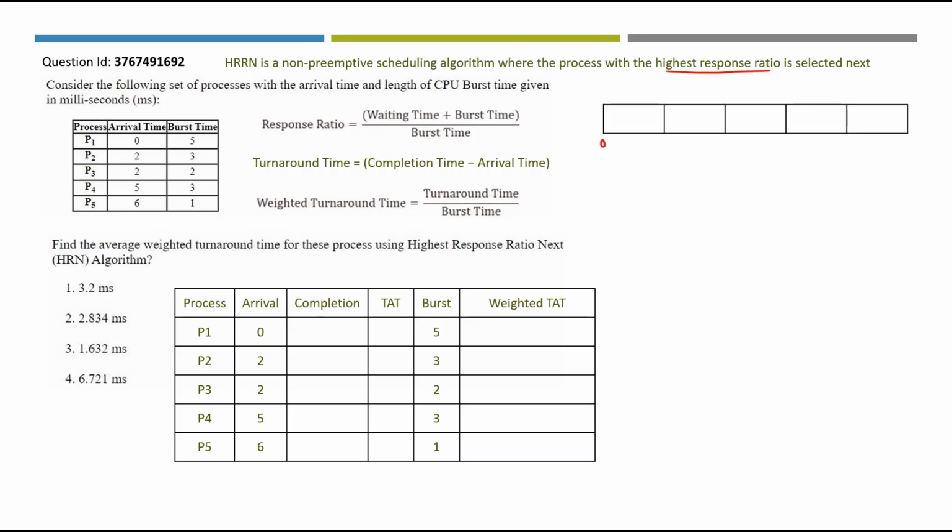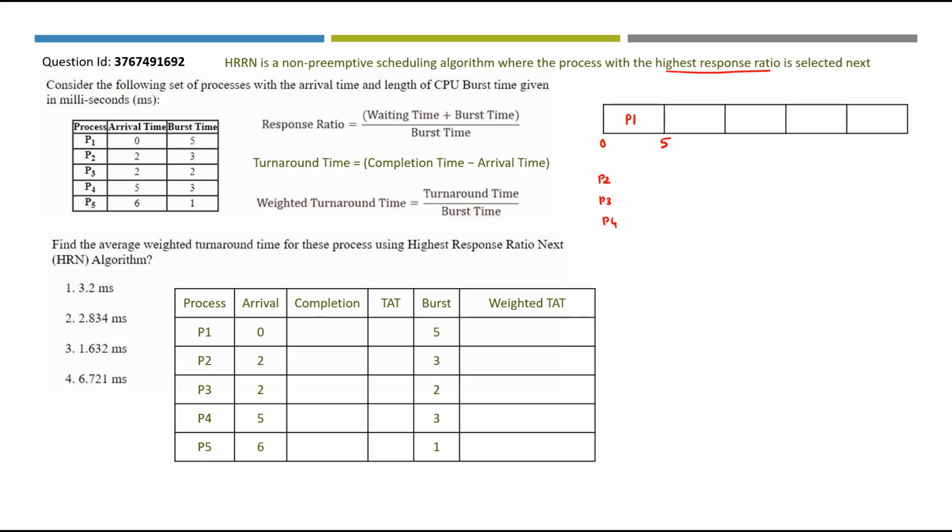Let's take 0 millisecond first. At 0 we don't have any process, so P1 will be getting the CPU. What is the burst time of P1? It is 5. So till 5 milliseconds it is getting executed. Now which process has to be selected next? At 5 milliseconds, what are the processes available? P2, P3 and P4. The arrival time for P2 and P3 will be 2 and the arrival time for P4 will be 5. So at 5 milliseconds these three processes are ready.